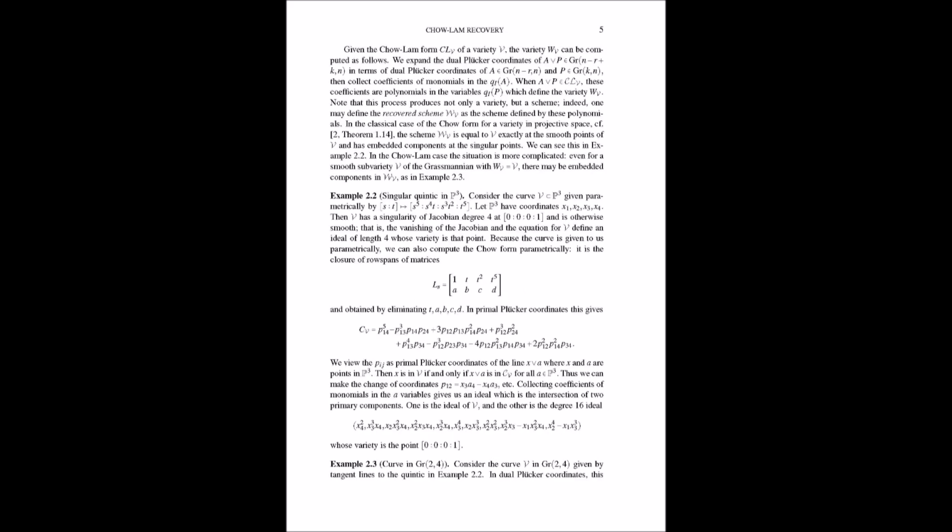Exactly. But before we get too carried away with these geometric mysteries, I wanted to circle back to something you mentioned earlier, the computational aspects of Chow Lam forms. Yeah. We've talked about Plucker coordinates and the general idea of how to calculate the Chow Lam form, but I'm curious about the actual nitty-gritty of it. Like, what are some of the practical challenges that mathematicians face when trying to compute these forms and actually recover varieties from them? Yeah, that's a great question.